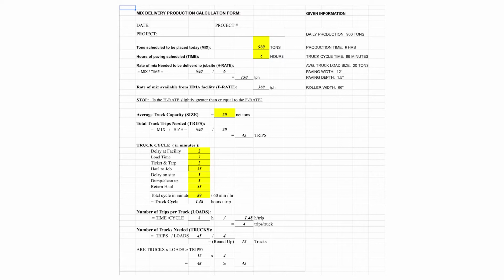You know you need 45 loads total, and if each one can make 4 rounds, you take 45 divided by 4, you need 11.25 trucks. You've got to round up to 12 trucks. And just double check yourself. Your 12 trucks times 4 will get you 48 loads in 6 hours, which is greater than your 45 required.